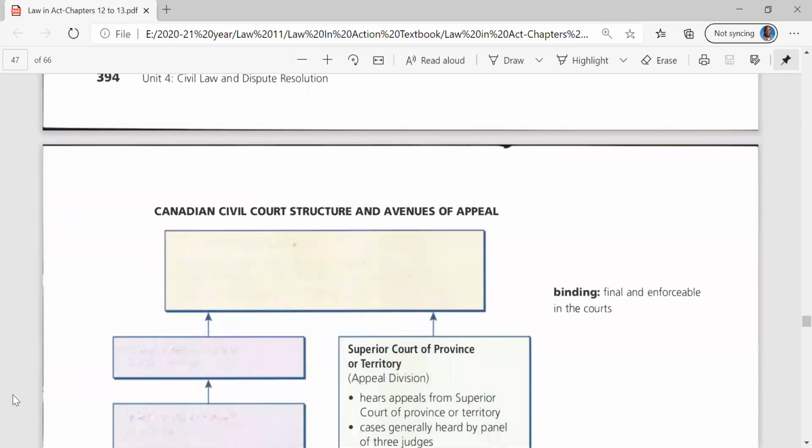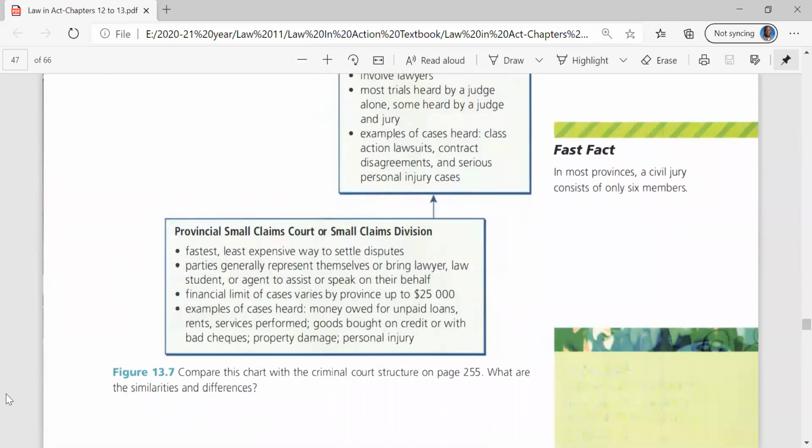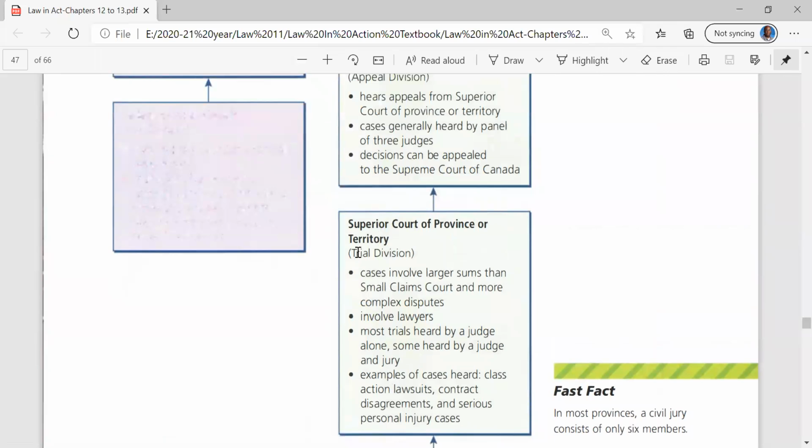You guys can read about it on the civil court system. It's got blanked out here. But this talks about the different levels, right? You have small claims court, which deals with small amounts of money that you might want to get back. I think it's cases up to $25,000, right? So if someone owed me a couple hundred dollars, I'd go to small claims court. I wouldn't go to provincial court. But as it gets larger and larger, you go up to the province or territory trial division. It involves lawyers, heard by a judge alone or a judge and jury.